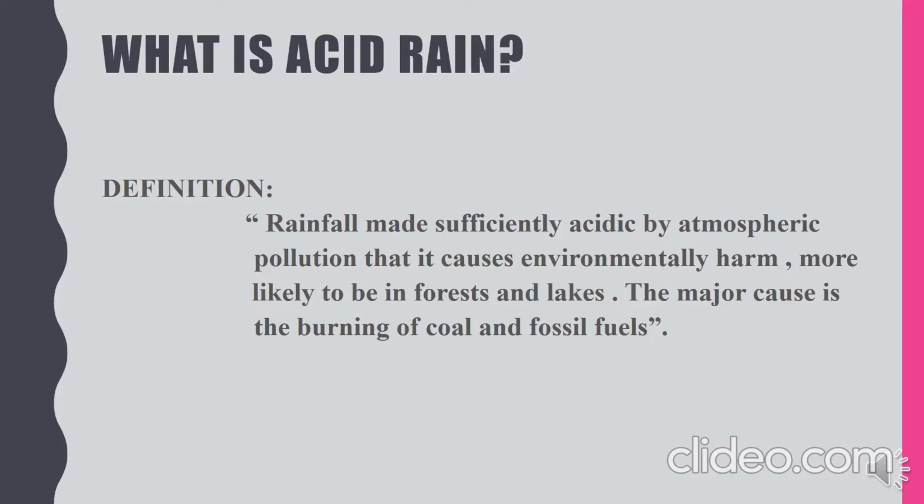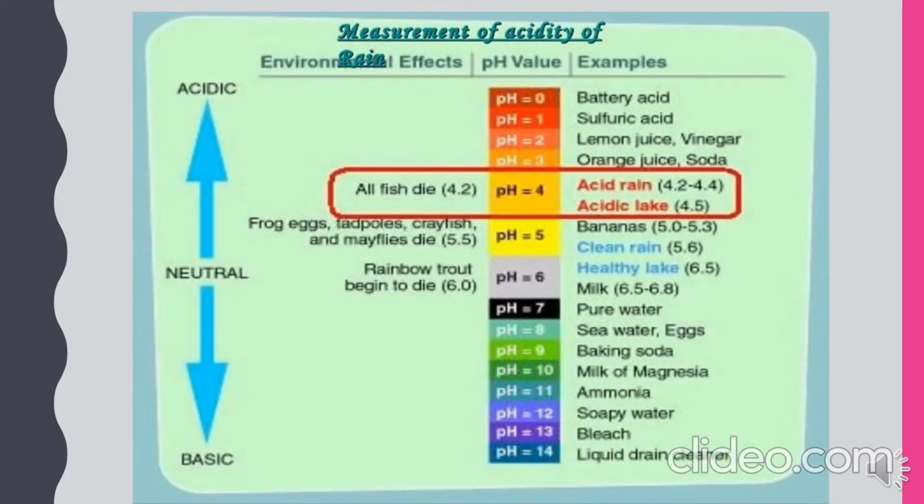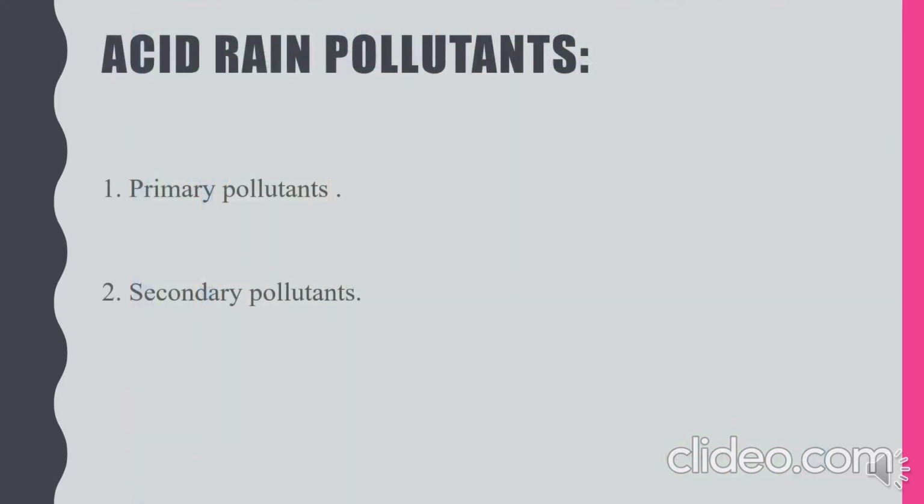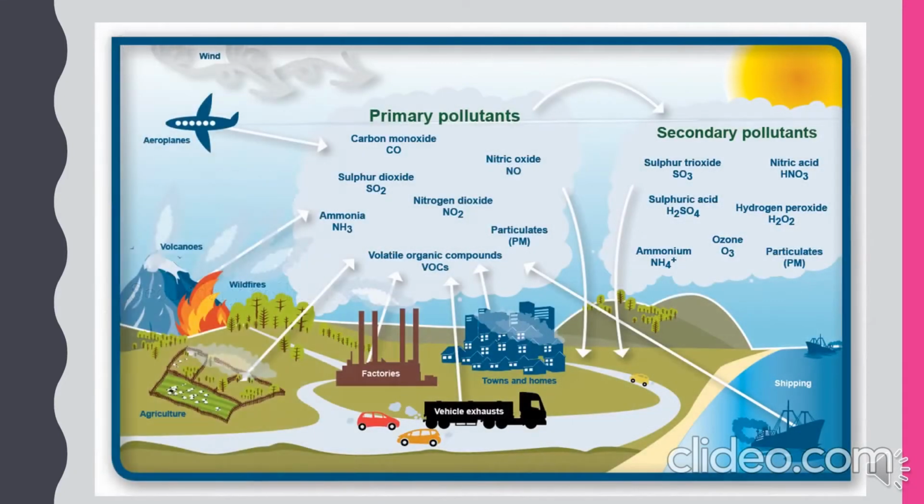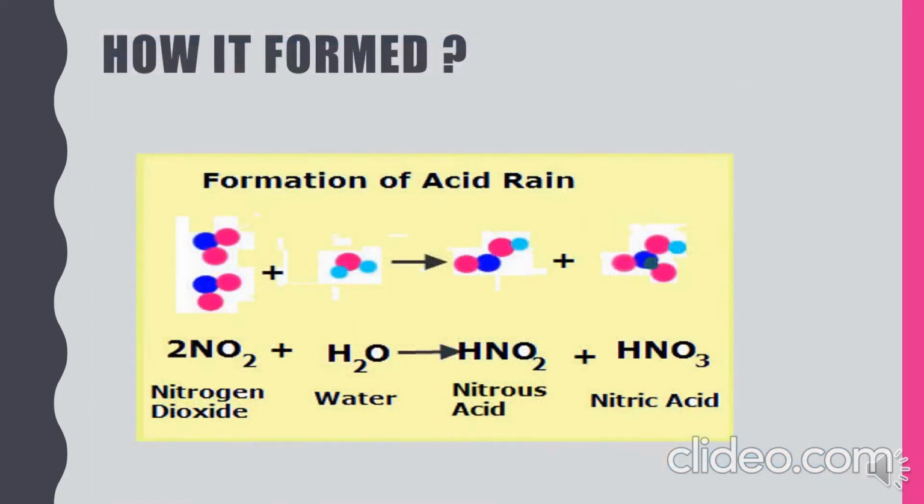So when acid rain occurs, it will pollute the environment and affect forests and lakes. The major cause of acid rain is the burning of coal. The pH of acid rain ranges from 4.2 to 4.4. Acid rain pollutants: primary pollutant, secondary pollutant. How does it form? Formation of acid rain.